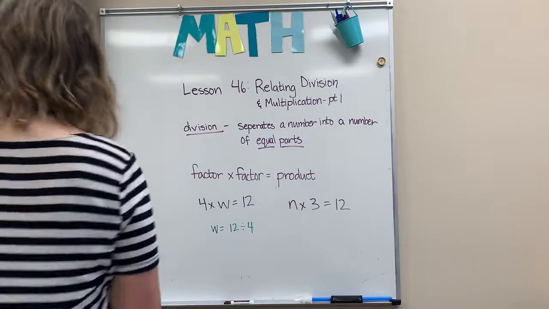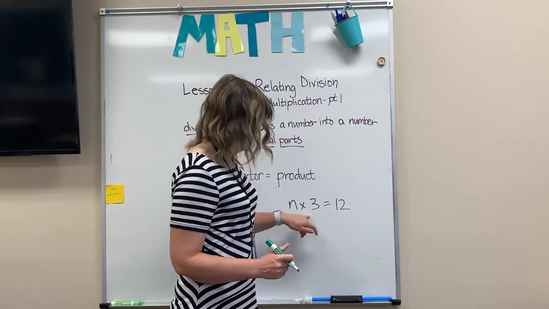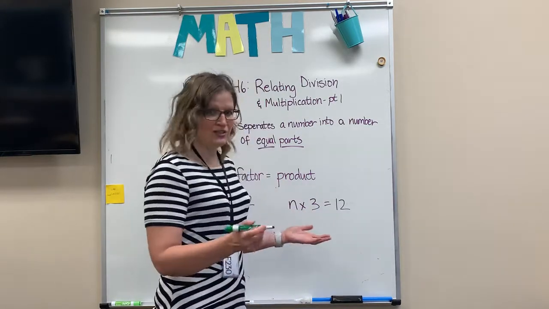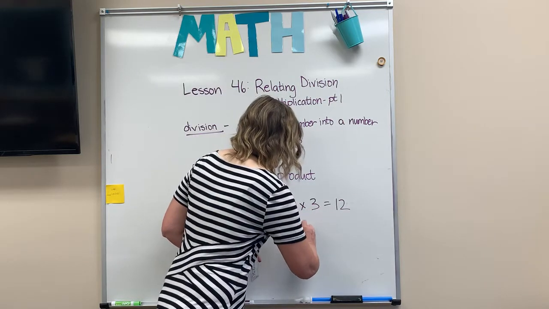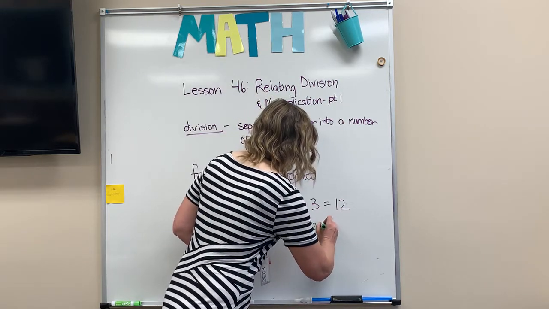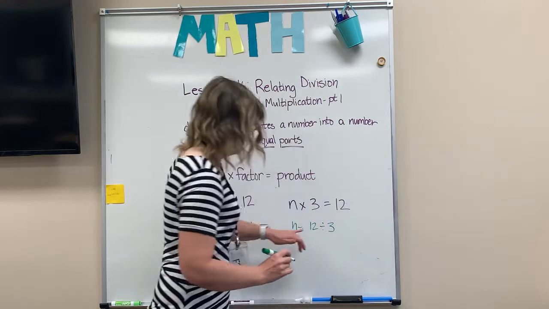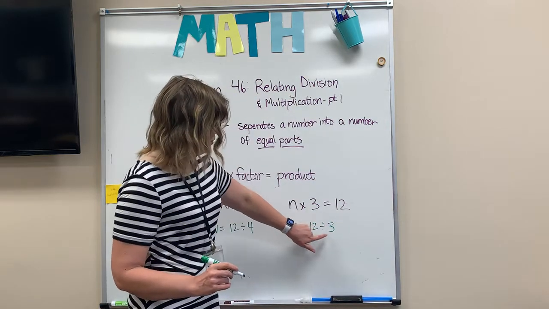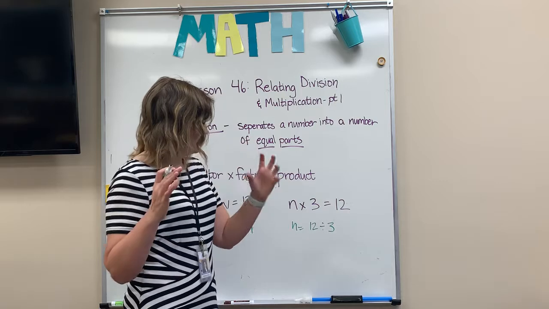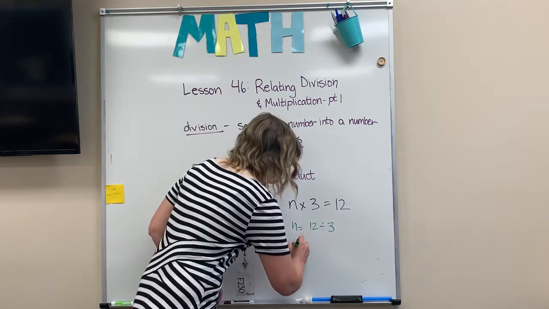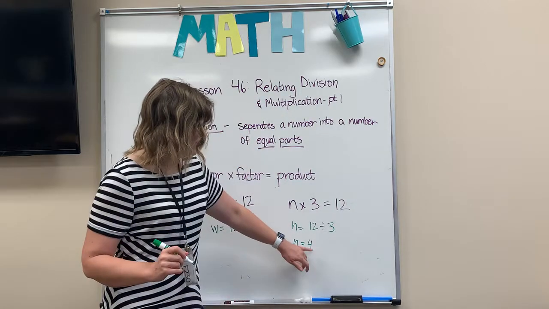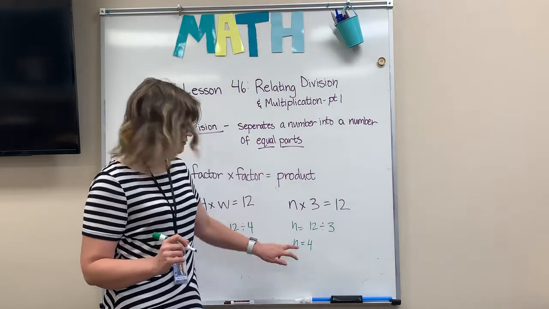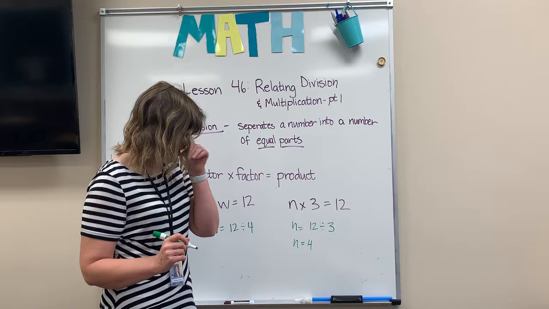This is another example. N times 3 is 12. In this situation, we know that we can say N equals 12 divided by 3. We know that we can break this up into 3 groups, and the 3 groups are going to have 4 parts to each group, 4 things in each group.